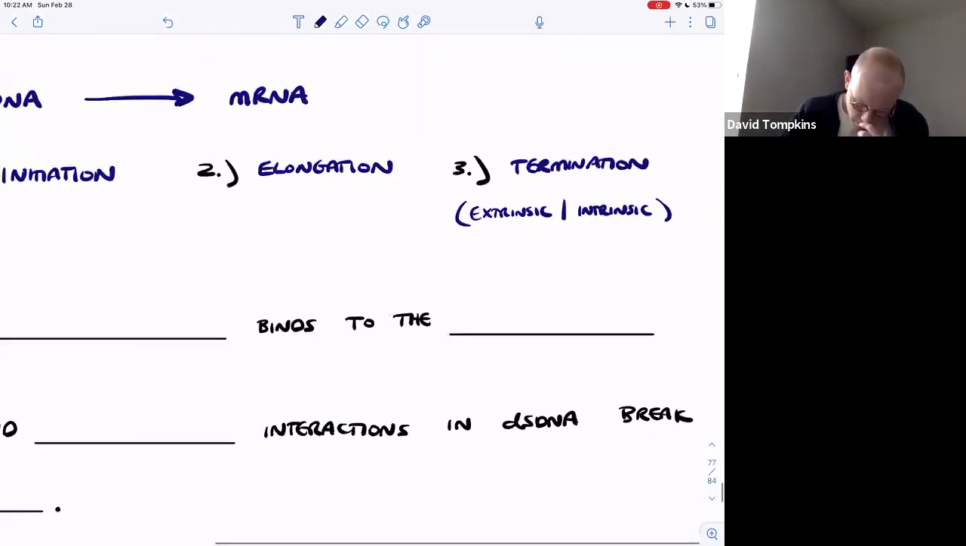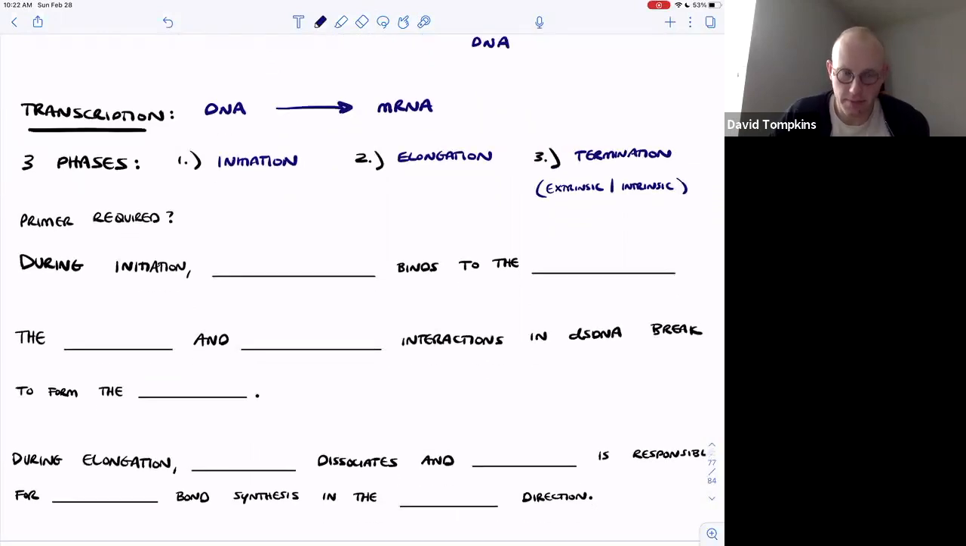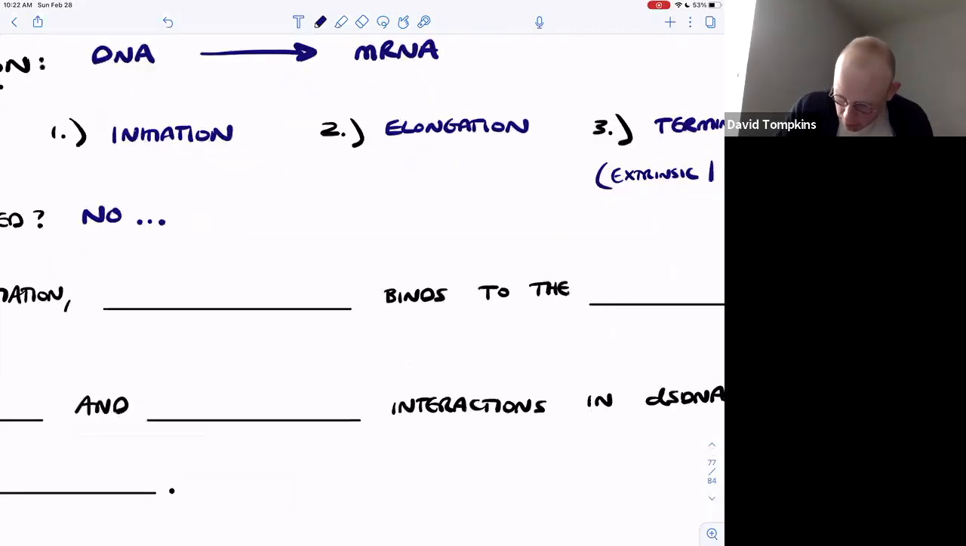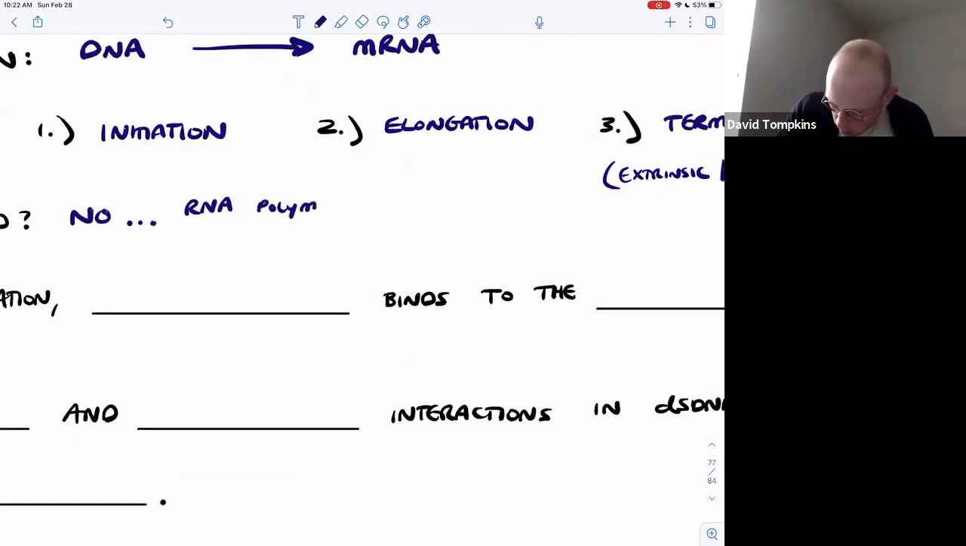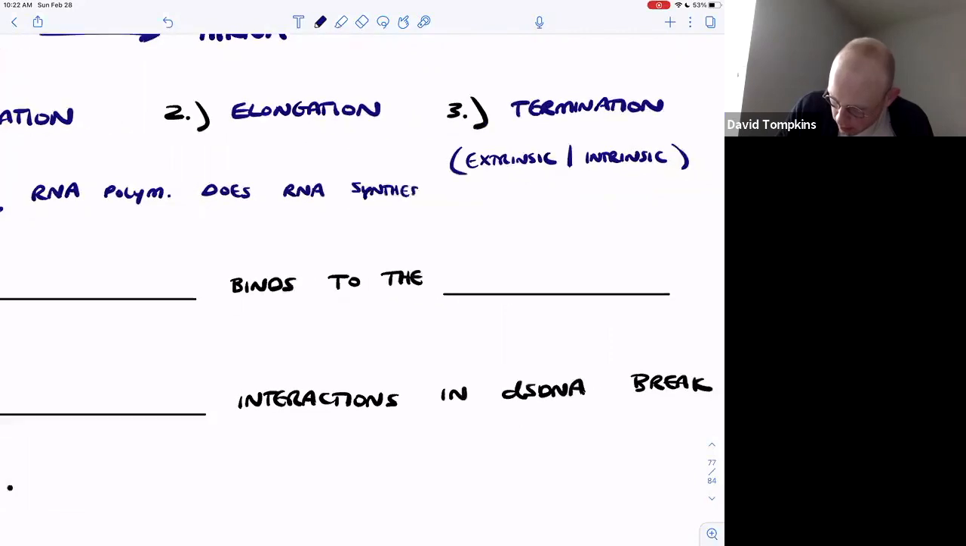So one big difference between DNA replication and transcription to RNA is that there is no primer required. In other words, we don't have to have a set of nucleotides that are laid down as this sort of initial nucleotides with a free 3' hydroxyl. In other words, you could say that RNA polymerase does RNA synthesis from scratch or de novo.